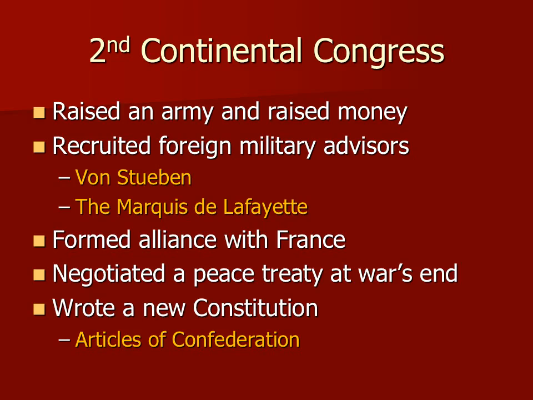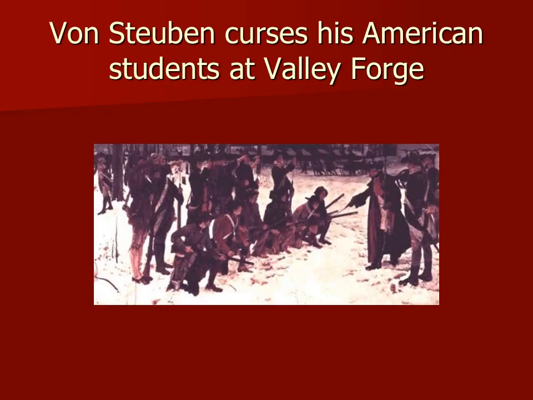In addition, the Second Continental Congress recruited foreign military advisors during this war to come over to the colonies and help fight, but also to help train the Continental Army and the colonial militias. Now I want to talk about two of them that are worth knowing. The first was a man, and here's his full name. His full name was Friedrich Wilhelm Ludolf Gerhard Augustin von Steuben. We'll just call him von Steuben.